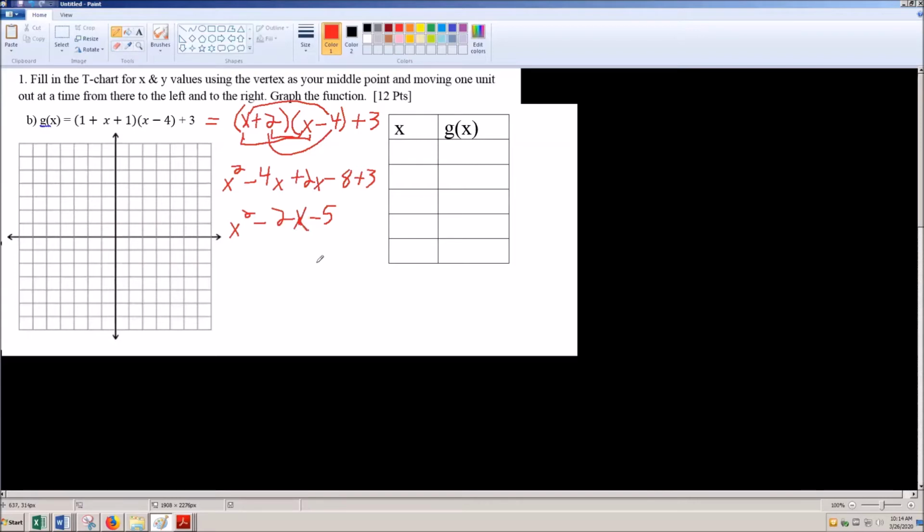So from here, this looks like it's in standard form. Standard form says I can do negative b divided by 2a, and that'll give me my x for my vertex. So for us, this is going to look like negative of negative 2 divided by 2 times 1, which is just 1. So my vertex for this thing is 1. And then from there, again, 2 to the left, 2 to the right. So 0, negative 1, 2, and 3.